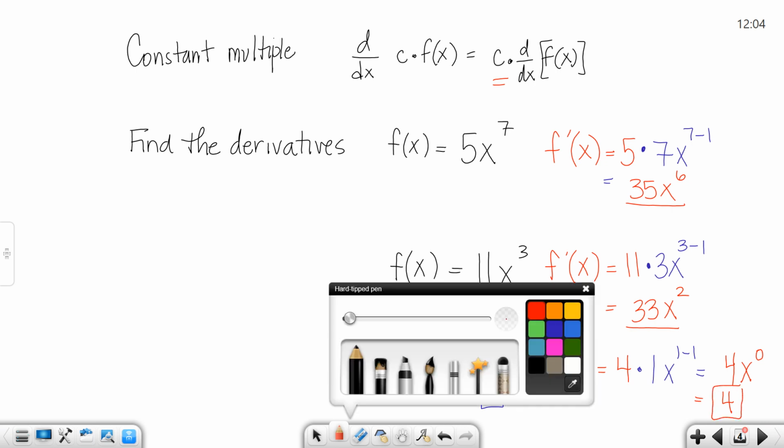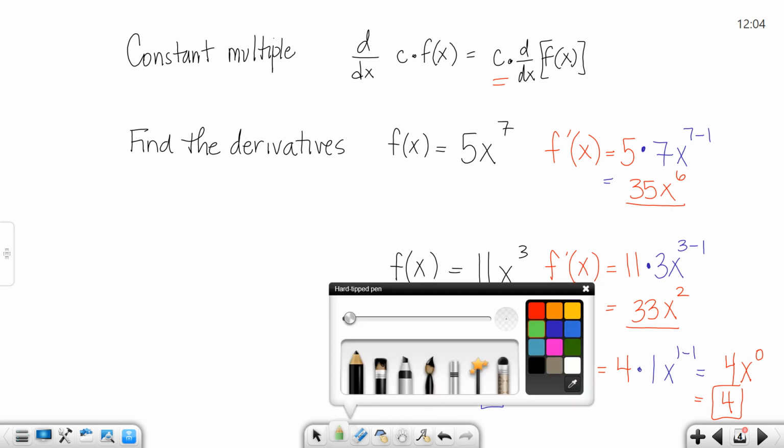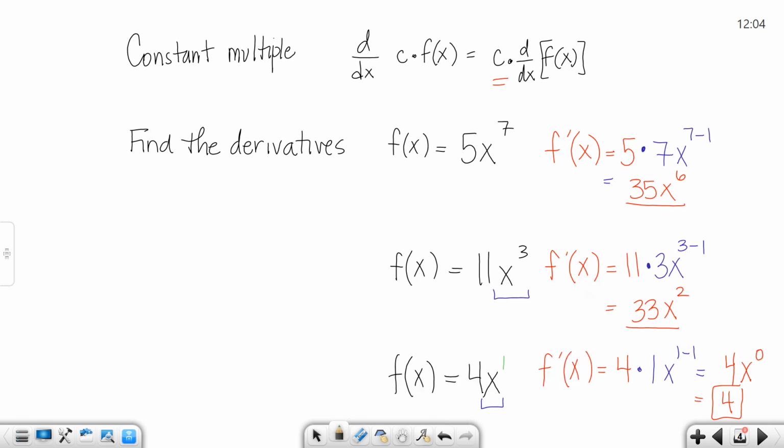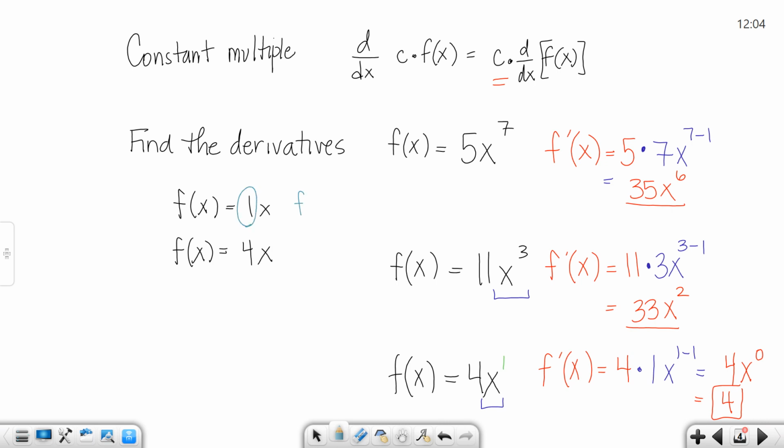Now, sometimes those plain x terms are a little tricky, but here's something that can make it a little bit easier for you. Let me write over here where I have a little bit more room. Earlier, you had a function that was just 1x, and now you have a function in this one that is 4x. So if you have a plain x to the 1, your derivative is just this number in front. So for this one, your derivative would be 1. For this one, your derivative would be 4. So if you have just an x to the 1 term, the coefficient is that term's derivative.